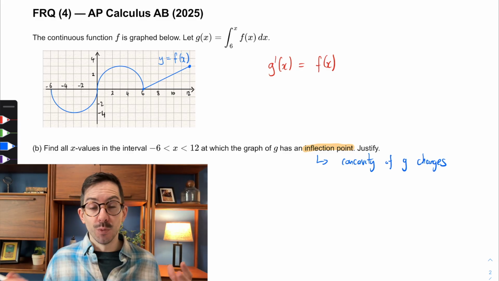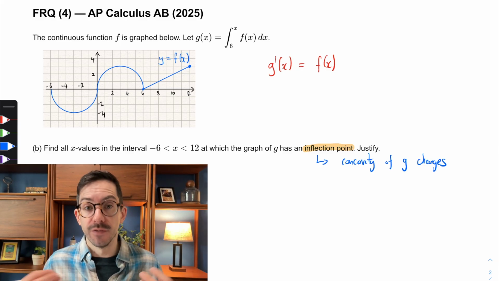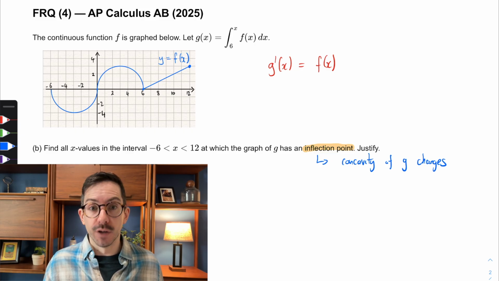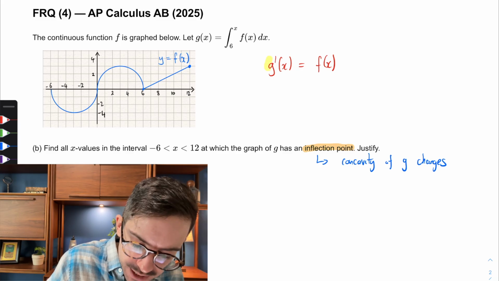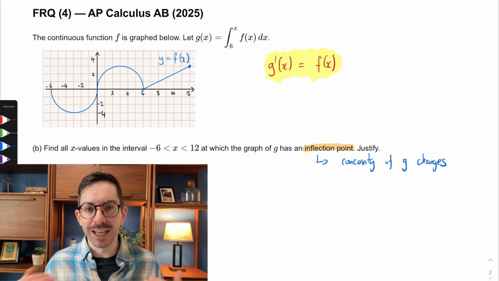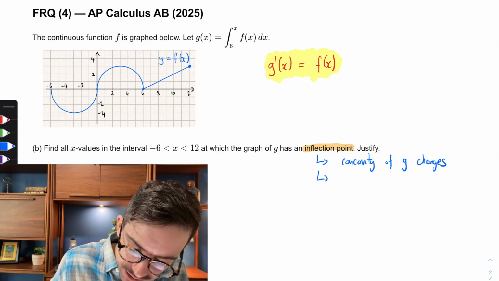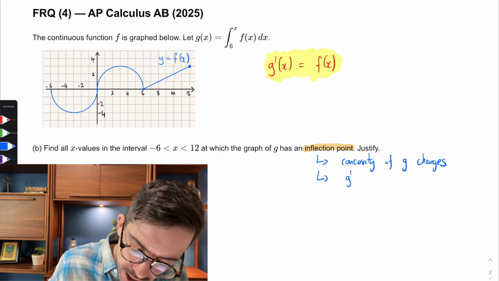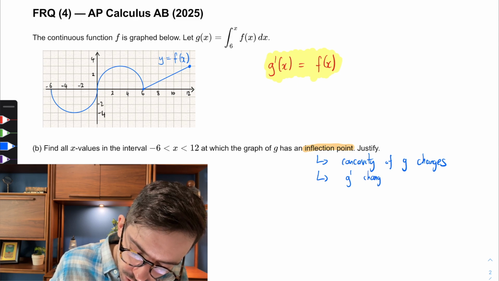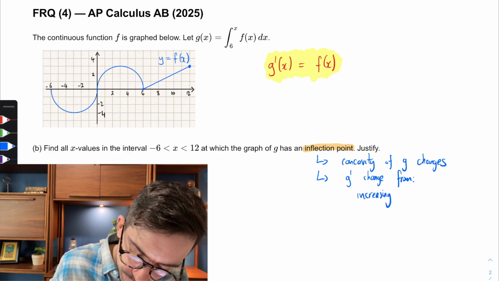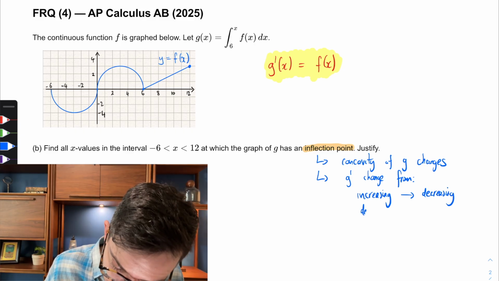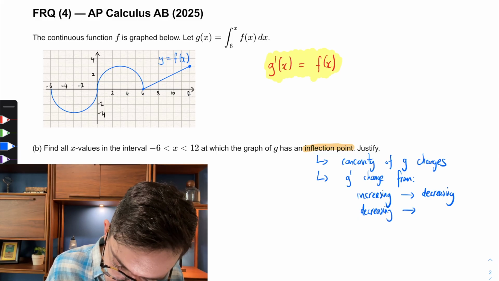And now there's a couple of different ways that we can detect concavity, either involving the first or second derivative of the function g. Here, because we have this nice equation relating g prime to f, and we have the graph of f, I think it makes sense to work with the first derivative g prime. So that means for the concavity to change, g prime must change from either increasing to decreasing, or vice versa, decreasing to increasing.